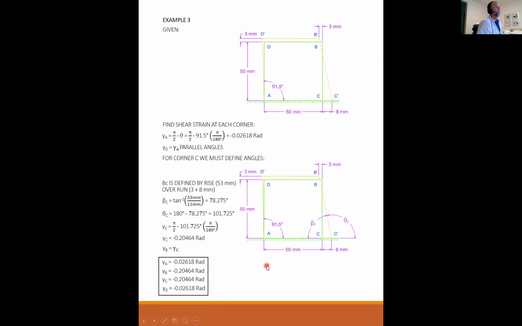Okay, any questions on example 3? Okay, and average normal strains. Okay, so we're out of time, which is okay. We're going to stop at slide 171, and we'll pick that up next time.